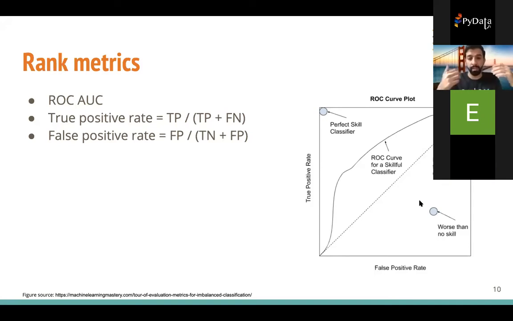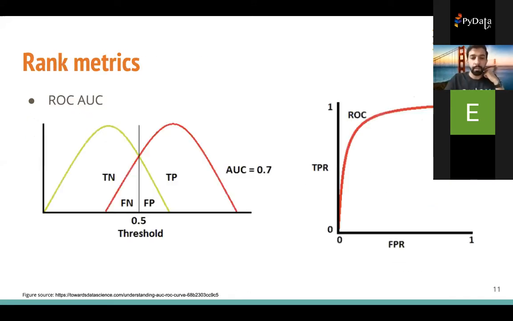It's actually worse than random. A perfect classifier will have a straight line that goes through this angle. It's basically just perfect true positive and zero false positive rate. The ROC curve can be confusing, so we'll see it with an example here.